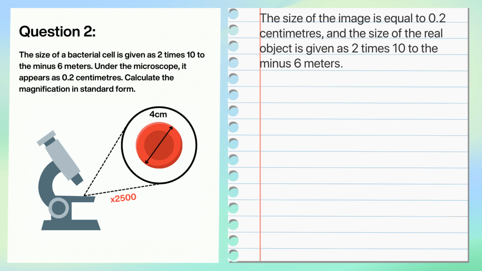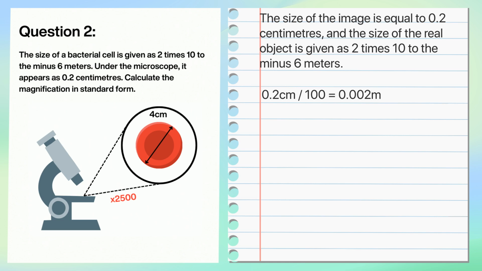The size of the image is equal to 0.2 centimeters, and the size of the real object is given as 2 times 10 to the minus 6 meters. Next, we will convert units. To convert 0.2 centimeters to meters, we need to do 0.2 divided by 100. This is equal to 0.002 meters.